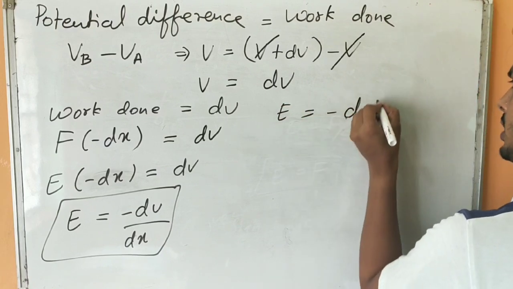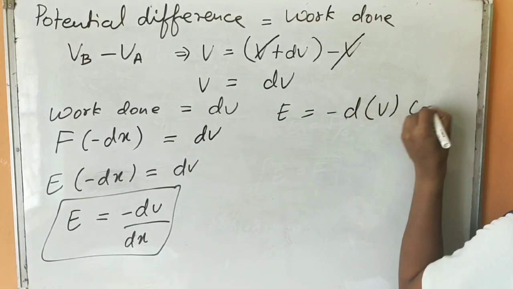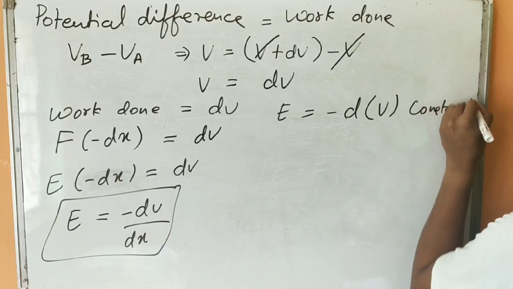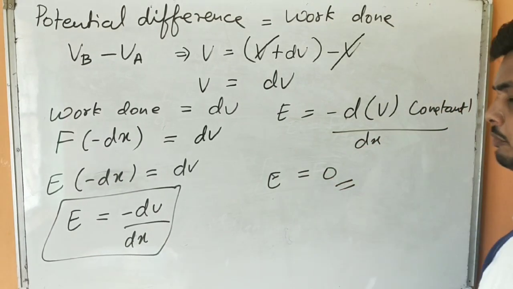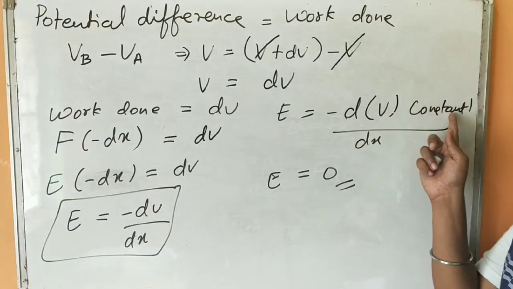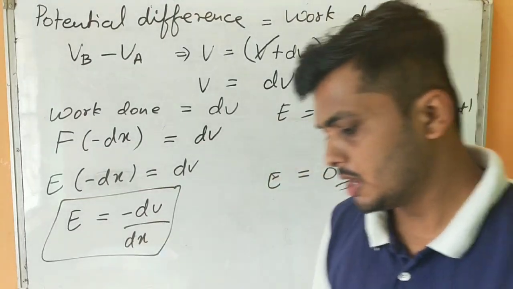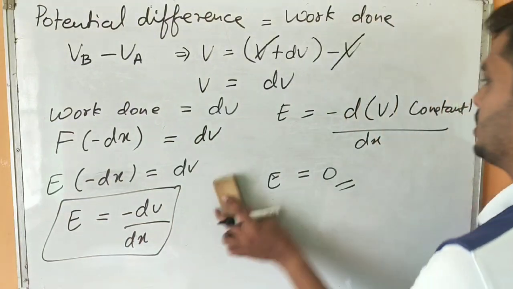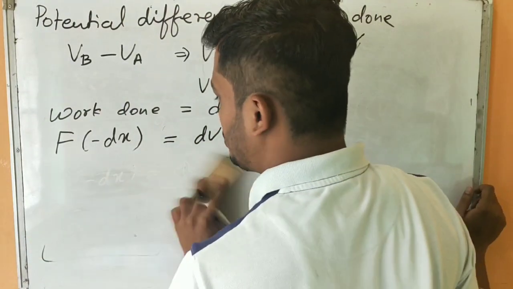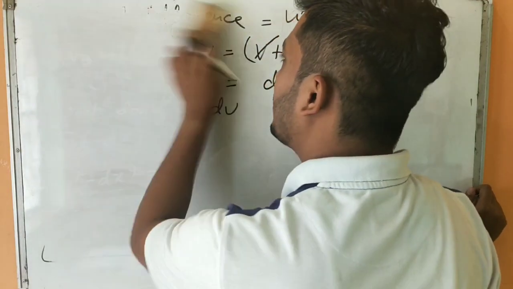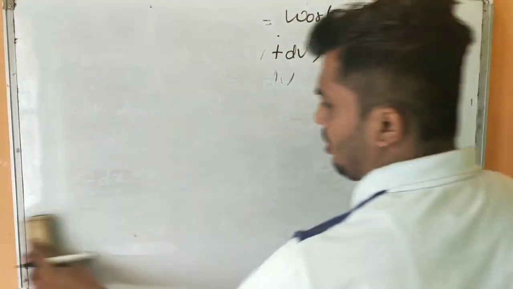If potential V is constant, then the electric field intensity will be 0, because the differentiation of a constant is 0. Okay. So if it is constant then it will be 0. Clear? Have you understood this derivation? Okay. Now a few things you have to remember.